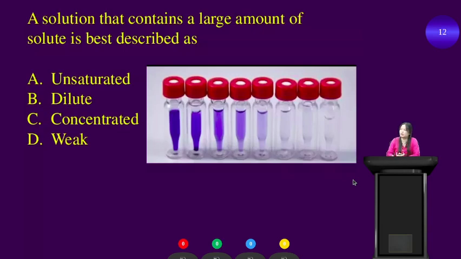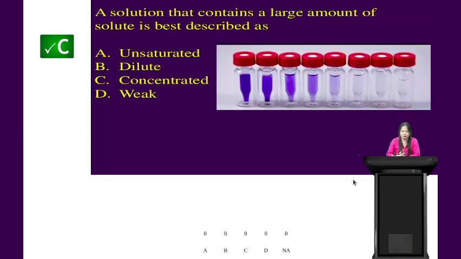A solution that contains a large amount of solute is best described as which of the following? We have 4 options, so choose the correct option. Alright students, your time is up, and yes, very good. The correct answer for this question is option C, that is concentrated. When a solution contains a large amount of solute, it is said to have high concentration and it is known as a concentrated solution. So here the correct answer is option C.